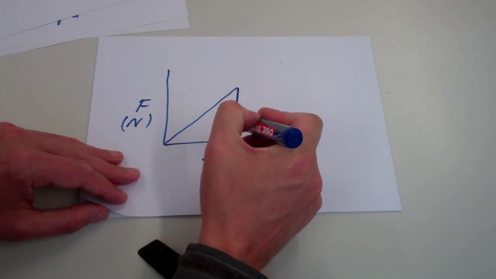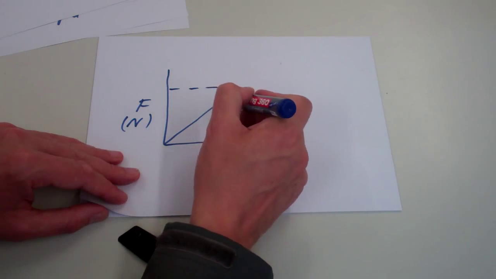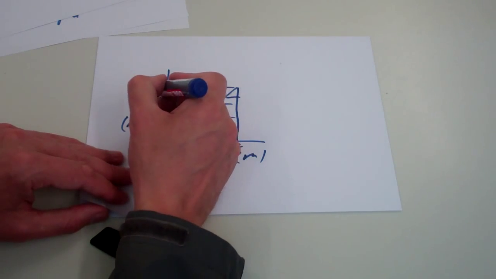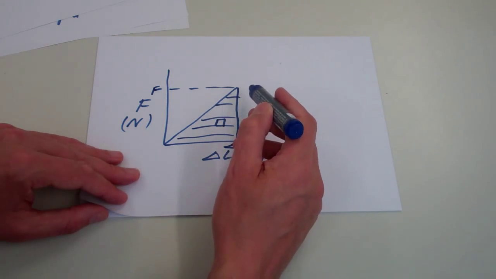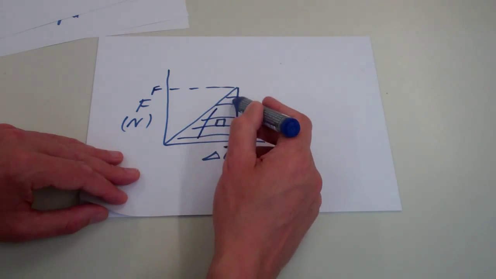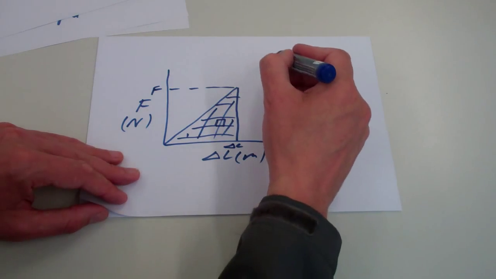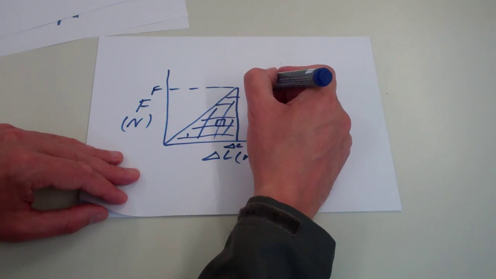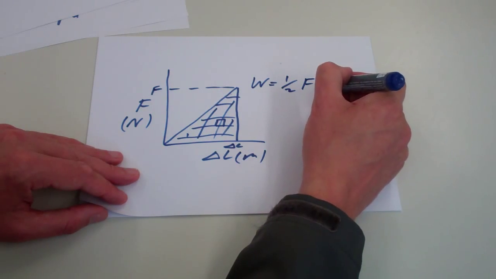So this total area here represents the work done stretching the material, and if the material is perfectly elastic, it also represents the energy stored in the material. Clearly that's a triangle in shape, and we know that the area of a triangle is a half base times height. So the energy stored, or the work done stretching the material, is a half F delta L.